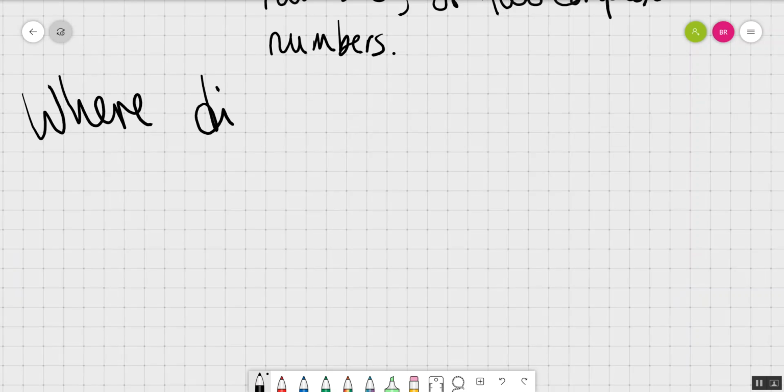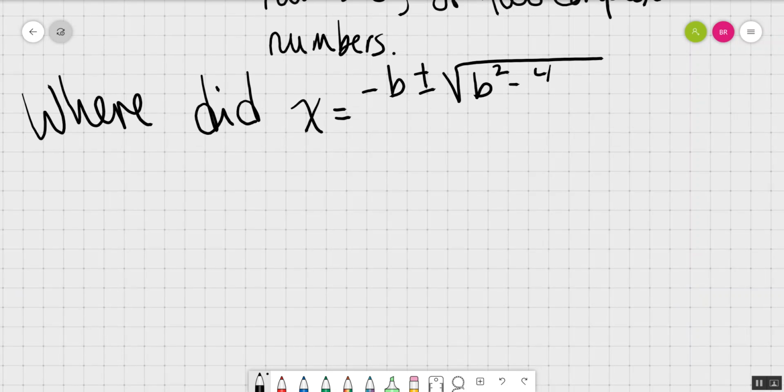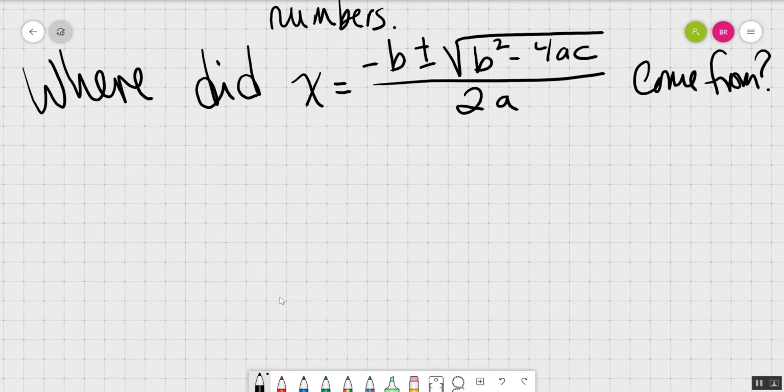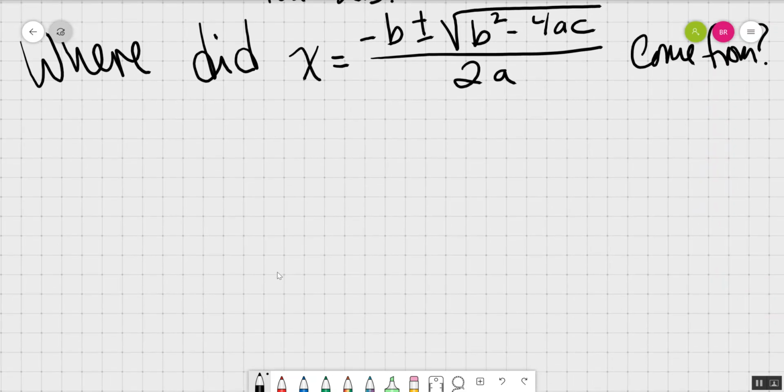So where did x equals the opposite of b plus or minus the square root of b squared minus 4ac all over 2a come from? And like I said, if you want to watch this, that's awesome. If you don't, maybe pause the video and don't continue watching it.